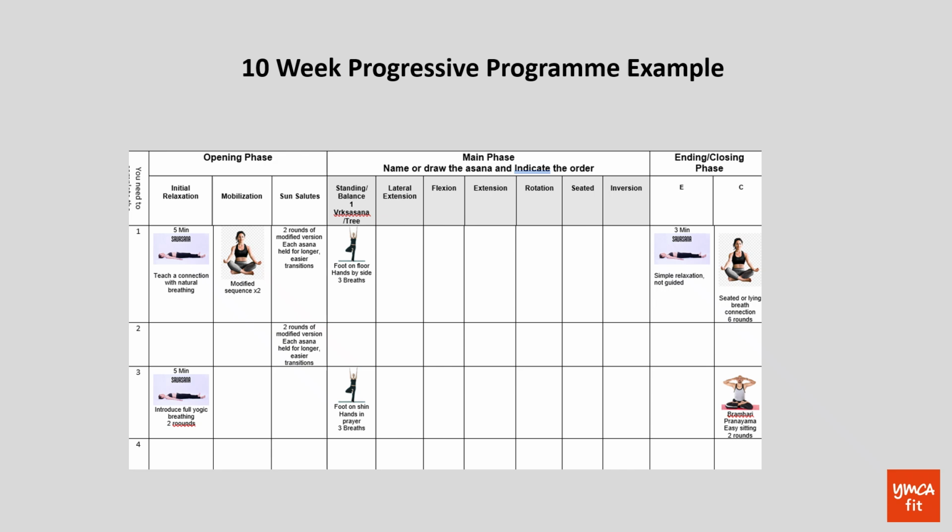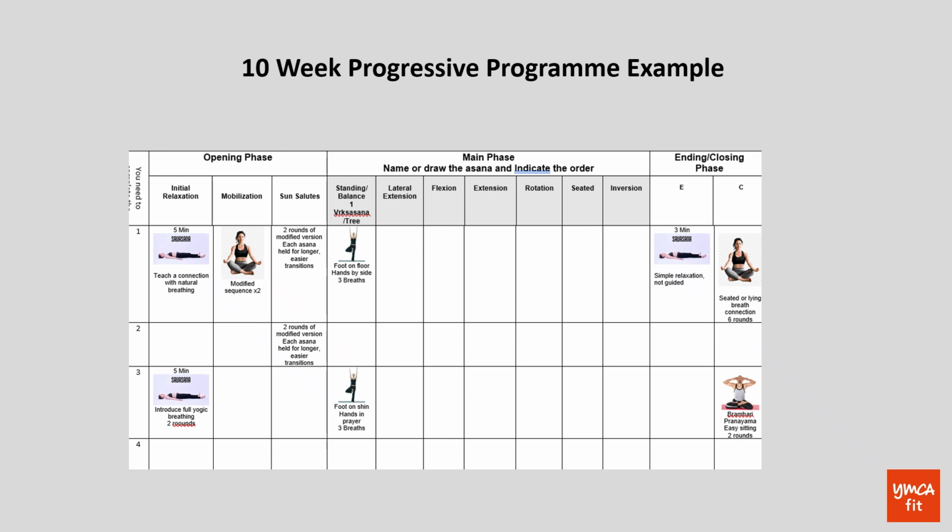In sun salutations, you do not need to add an image, just please write in each box how many rounds you'll be practicing that week, whether those rounds will be full or whether those rounds will be modified. The main phase asana, you need to add the names of the asana at the very top and indicate the order you'll be teaching them in.